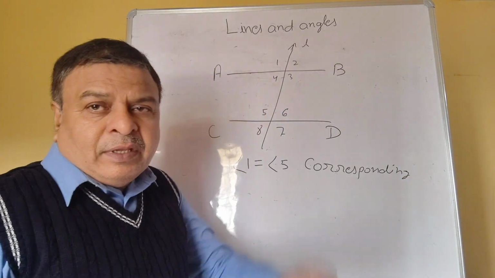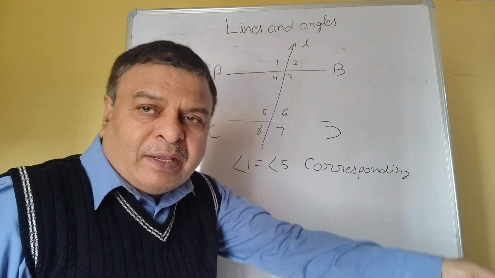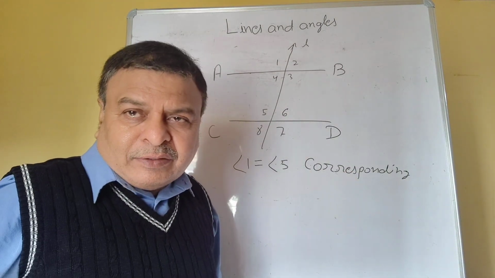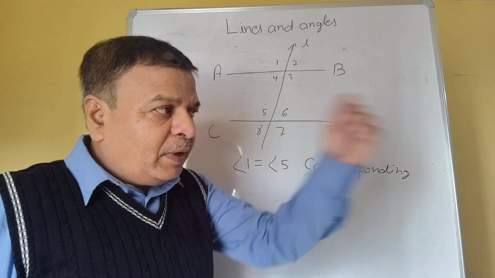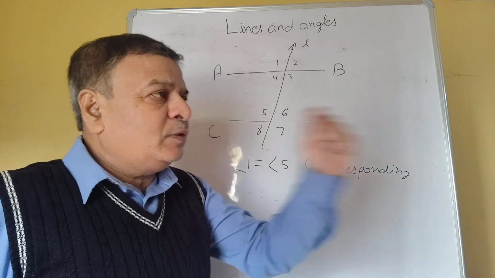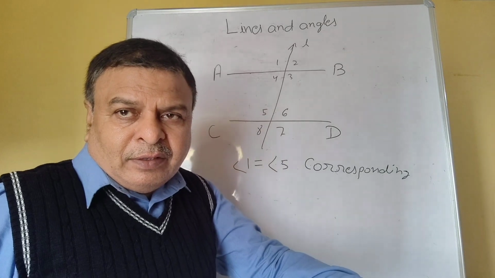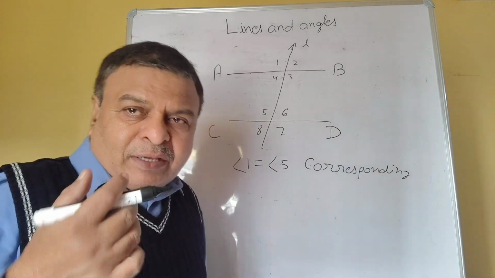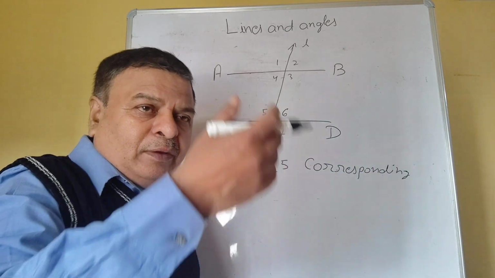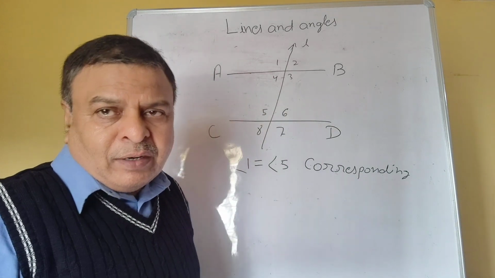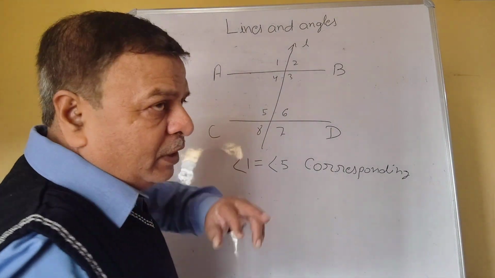Corresponding means somebody's left hand and my corresponding hand means left hand of mine as well. Somebody's right hand and my corresponding hand means right hand of mine as well. Okay, so it will be equal.